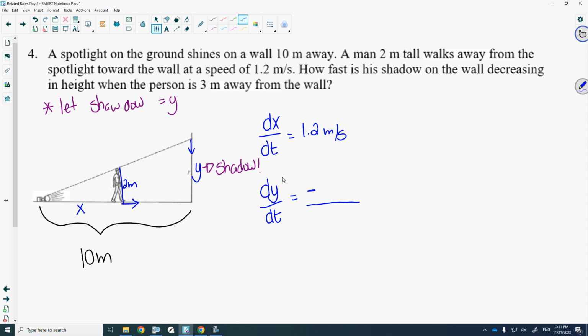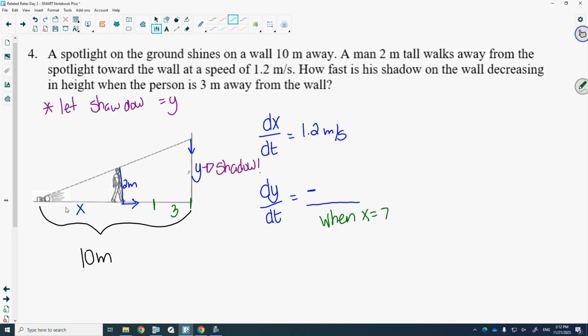Okay, so we've got to think about this. Do you guys know what x would be? Yes, x is 7. When he's 3 meters away from the wall, so let's say that's right here, if that was 3 meters, the distance is 10, x would have to be 7. So when x is equal to 7.